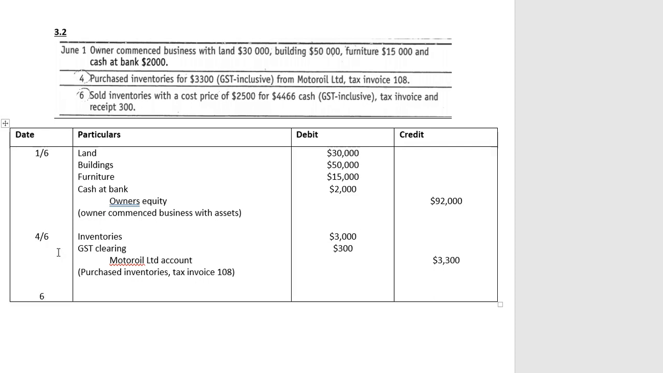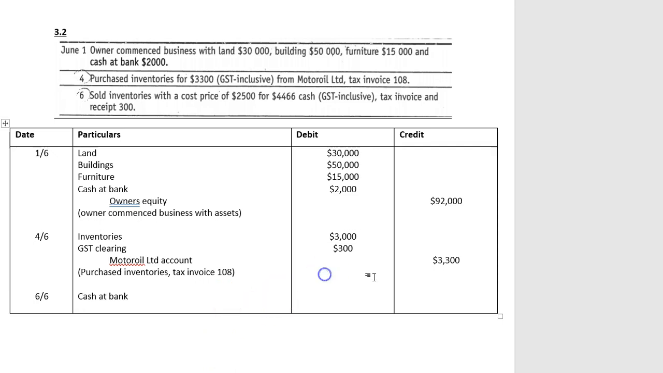So, last one of this example. On the 6th of June, they sold inventories with a cost price of $2,500 for $4,466 cash, and we've got a tax invoice there as well. Okay, so they sold the inventories. I'm going to look at a basic sale first, and then I'm going to bring in the inventories. So I know that my cash at bank is going up, the debit, and that just goes up by the full amount. So we sold it for 4,466.